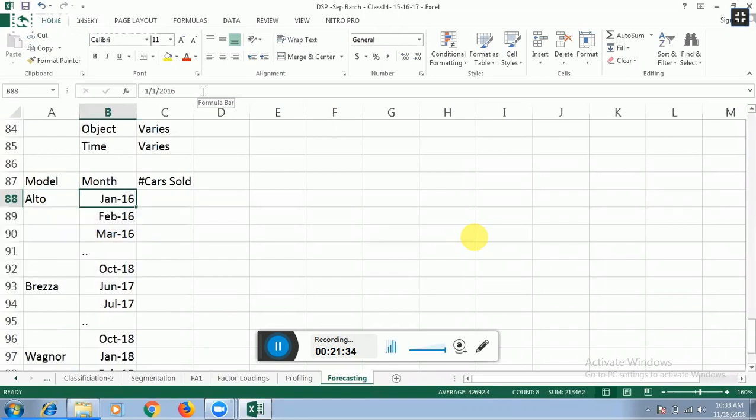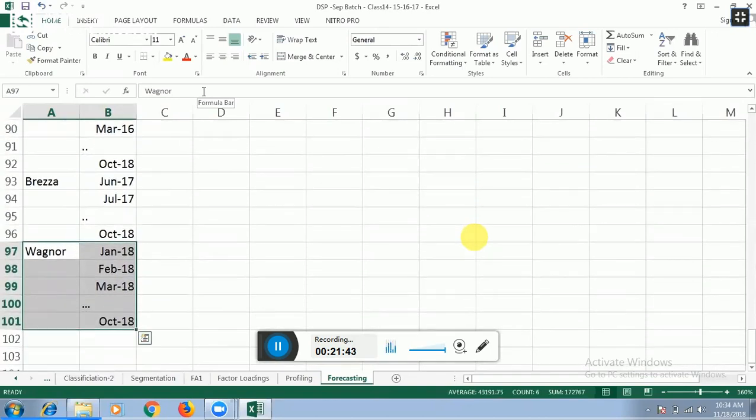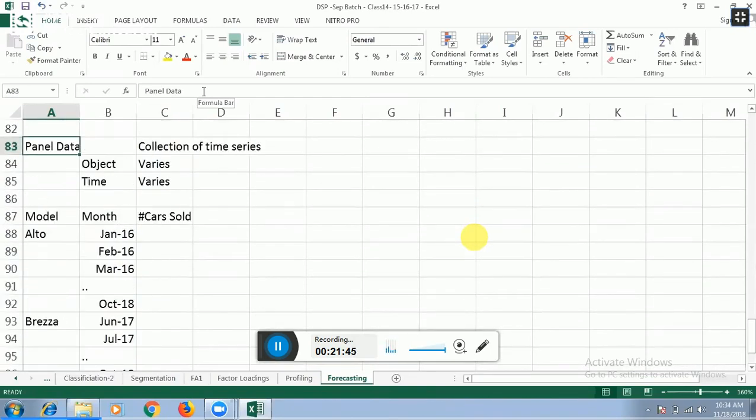Okay, so that means this is one time series, and this is one time series, and this is one time series. So if you have a collection of time series in this fashion, this is what we call panel data. Now, maybe you might ask me, what is the need of panel data? Because it's just a collection of time series, right?